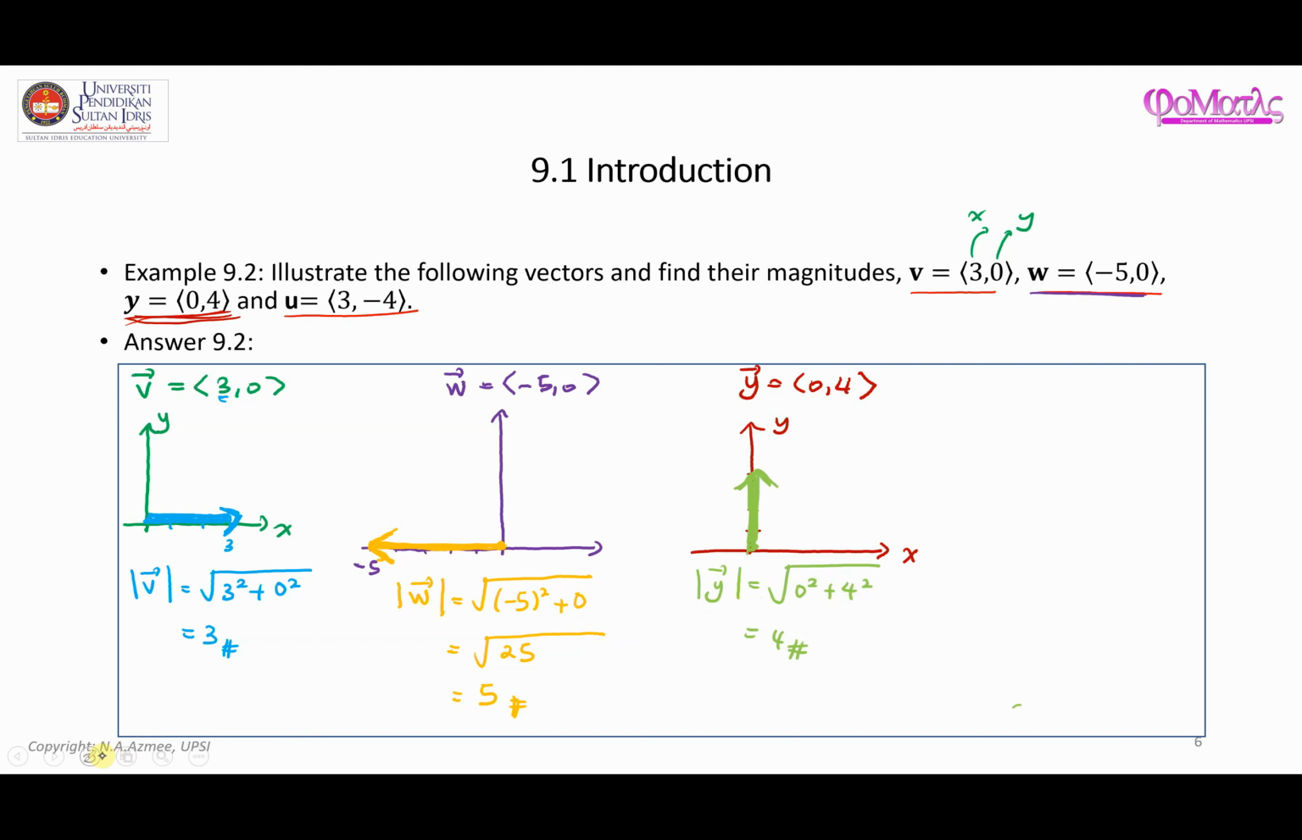Okay, now let's look at the final example here, which is vector u. Vector u is represented with components. The first component is equal to 3, and the second component is -4. So u is 3, -4. So we start off with the representation of axis, this is the x axis, and this is the y axis.